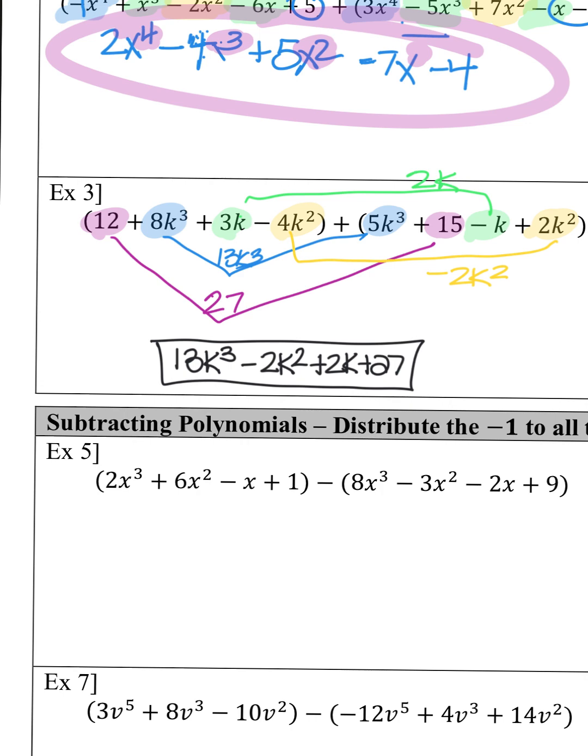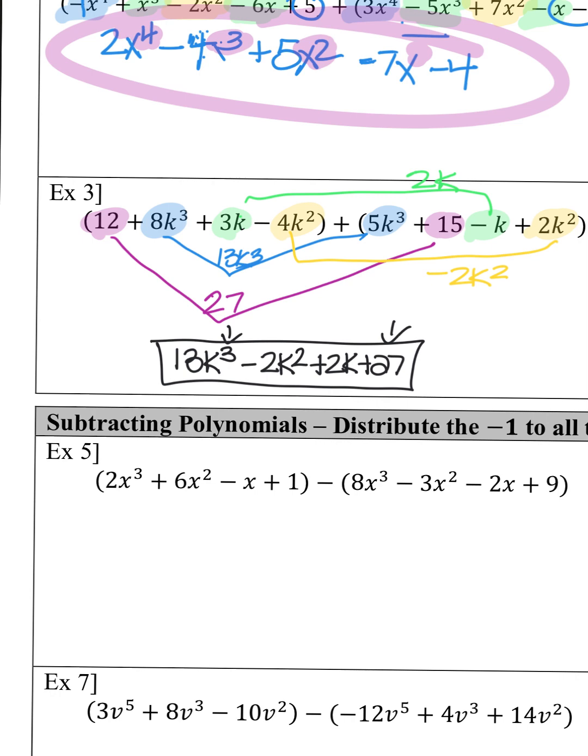Welcome back. So here is my answer to number 3. You see, I've color-coded for this. These are the like terms that I have combined. Okay. And then as my final answer, I made sure that I had written it from highest exponent value, my exponent of the third, ending with my constant.